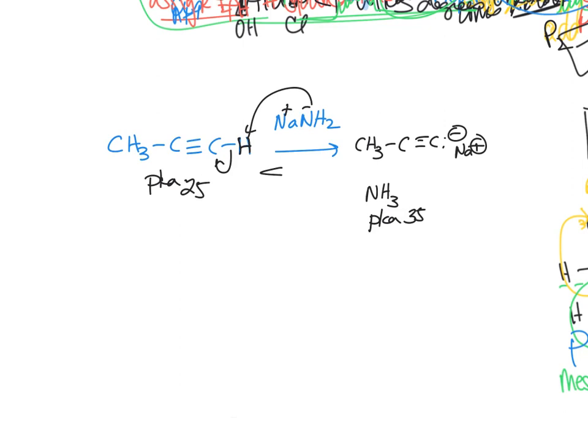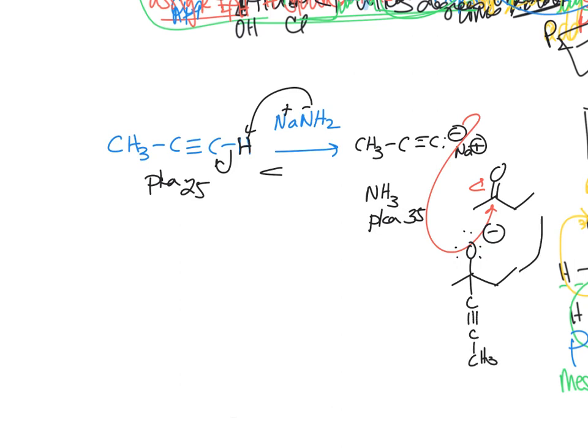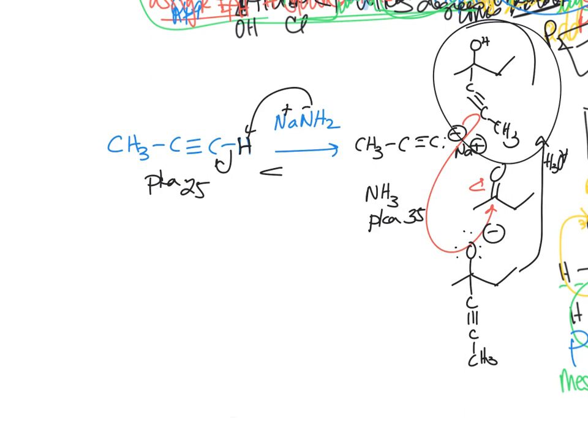And then you can add that onto, let's say, a ketone, right? And we've done stuff like that where that can get tetrahedral intermediate. And then you protonate to make the alcohol. That should be linear. I'm running out of room. Okay.